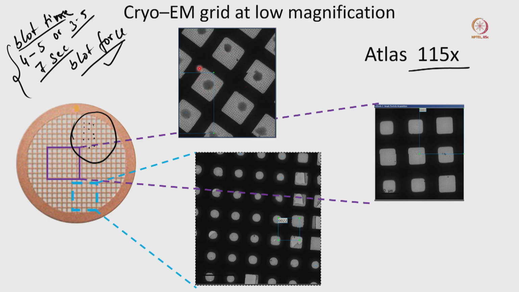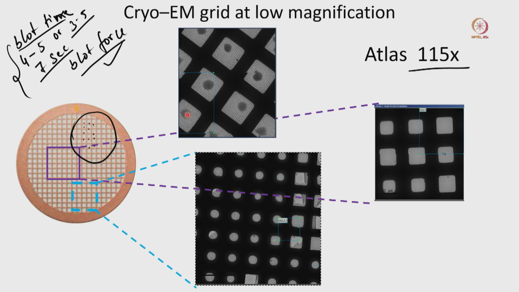And if you look at all these squares, you can see very small white dots. Those small dots are basically the holes I am talking about, 2 micrometer or 1.2 micrometer or 3 micrometer diameter hole size. So we are looking at those hole sizes, but in the center area there is a black patch.